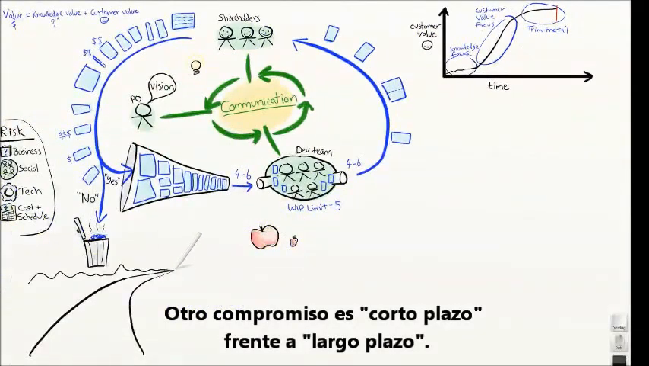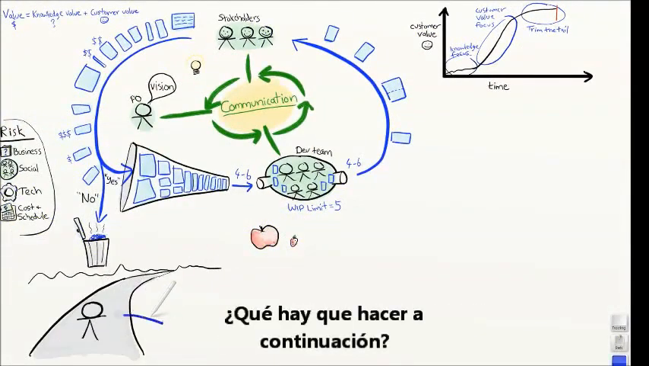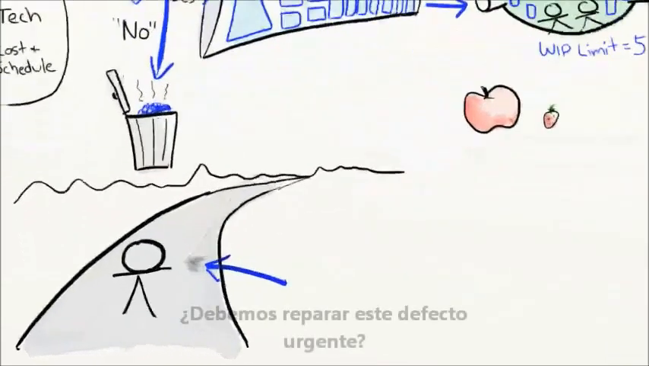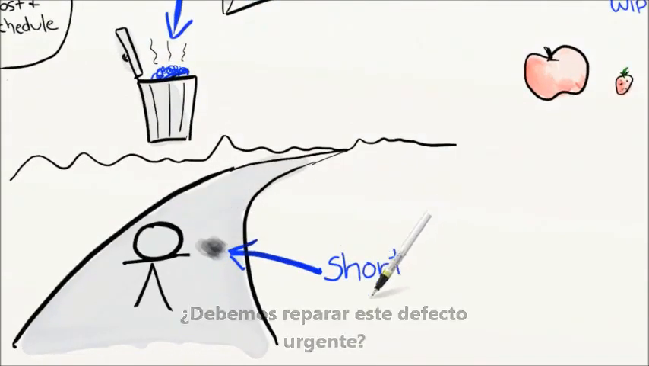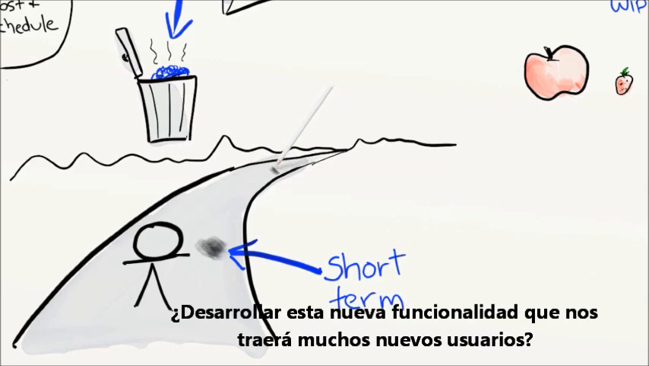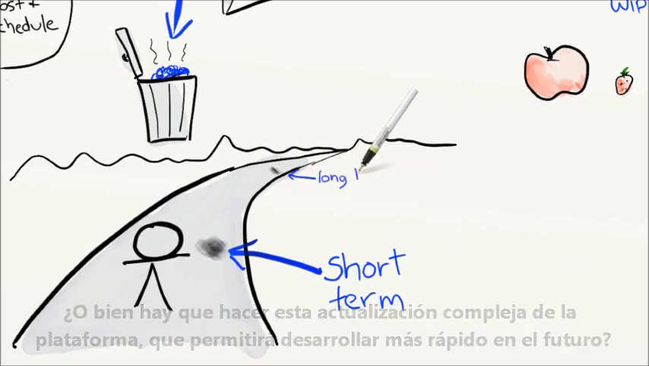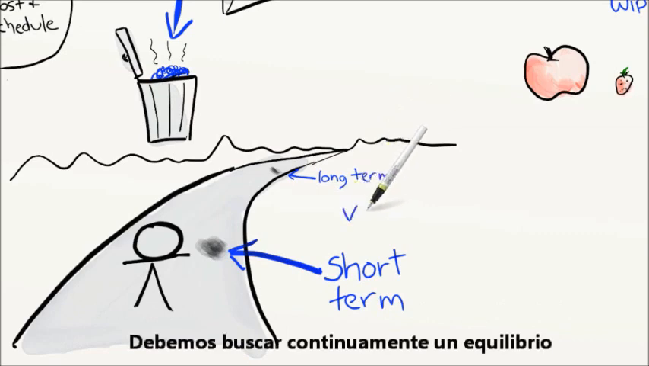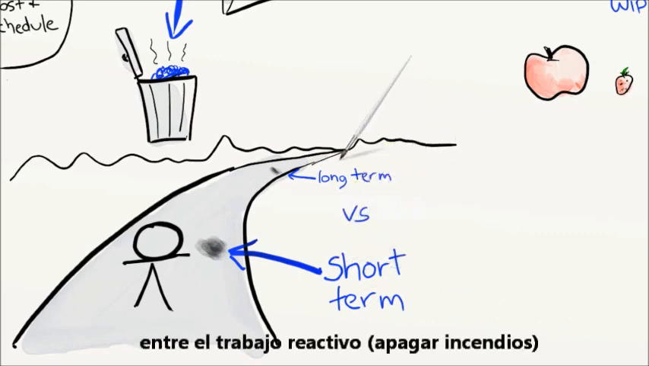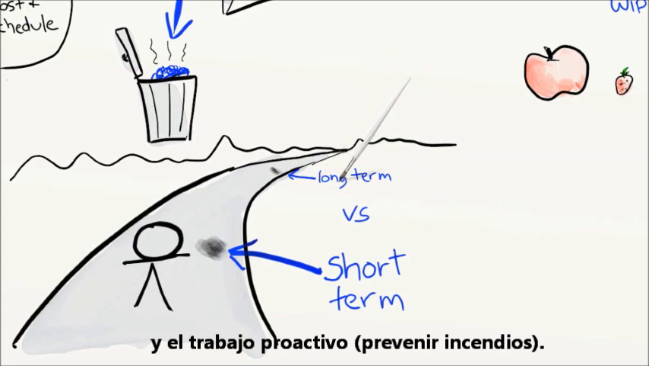Another trade-off is short-term versus long-term thinking. What should we build next? Should we do that urgent bug fix? Or build that awesome new feature that will blow the users away? Or do that difficult platform upgrade that will enable faster development in the future sometime? We need to continuously balance between reactive work and proactive work, or firefighting and fire prevention.